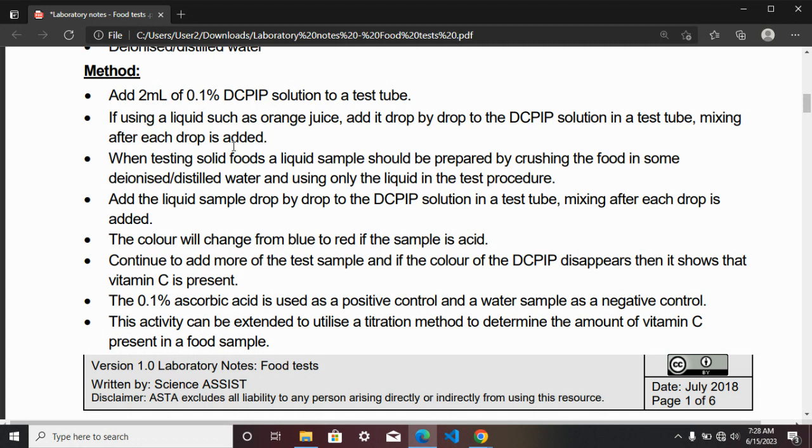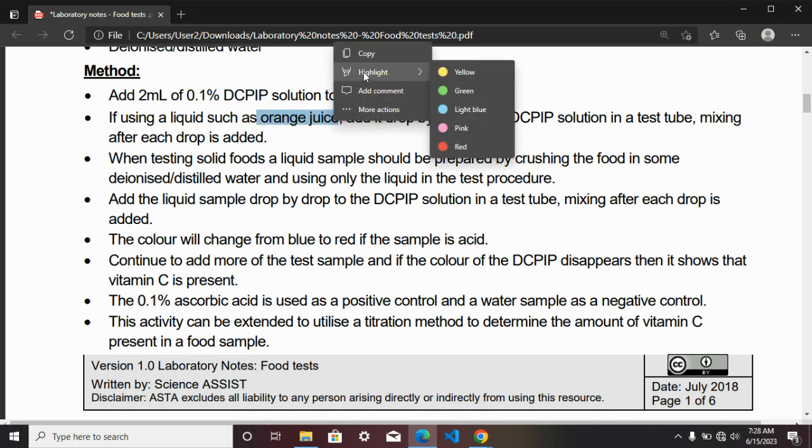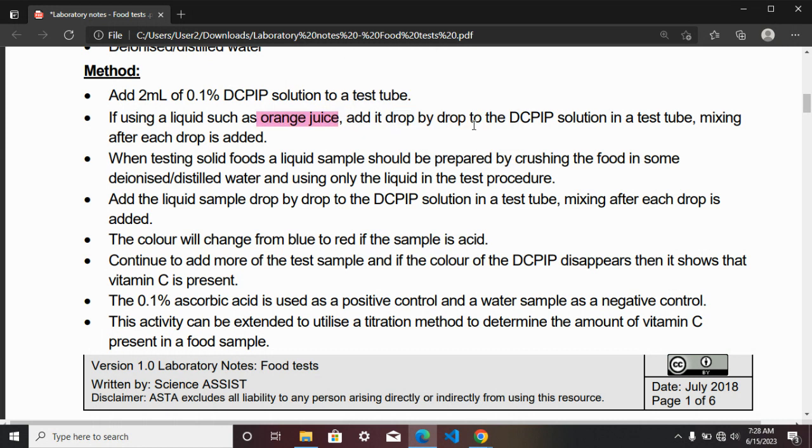It means you have to mix while adding the orange juice, for example, if it is a solution containing vitamin C that you have. When adding, you will be just shaking or mixing very gently, and after that you will be adding dropwise, drop by drop.